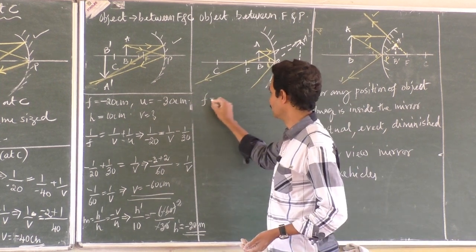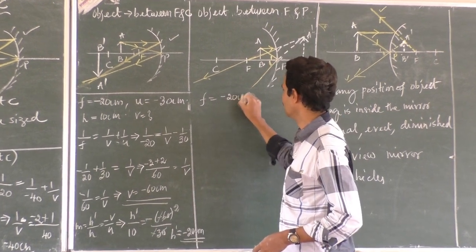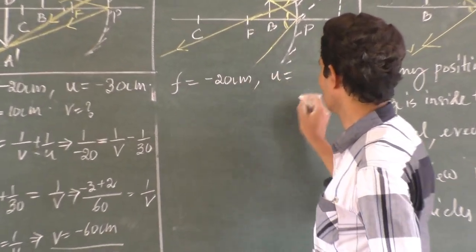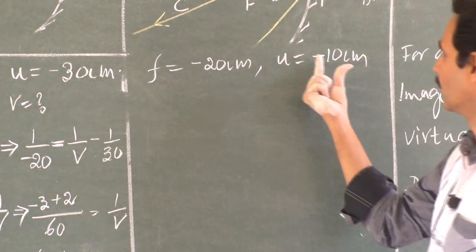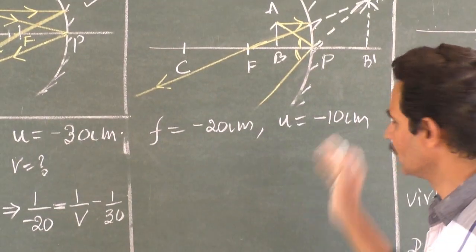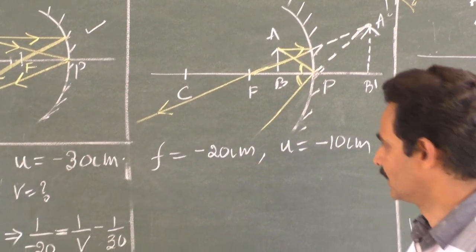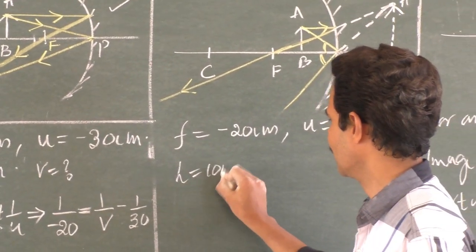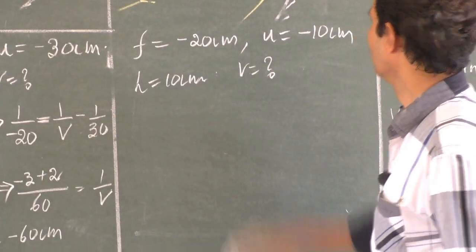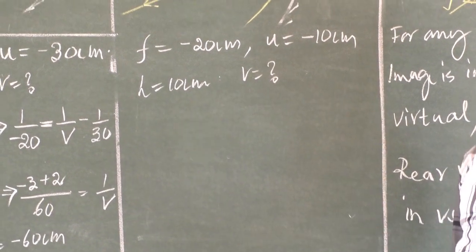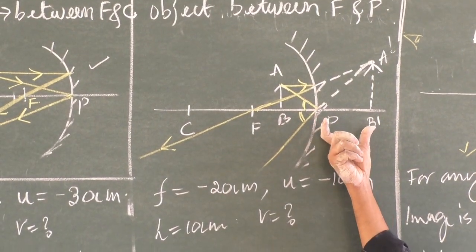So the focal length of the concave mirror is negative, minus 20 centimeters. I'll take the object distance as minus 10 centimeters because it is within the focus, minus 10. Anything you can take, you can check it and do it in your house. You can get the answer. The height of the object is 10 centimeters. What is the position of the image? And you should come to the right hand side now. For the first time, we should get an answer which is a positive image distance.